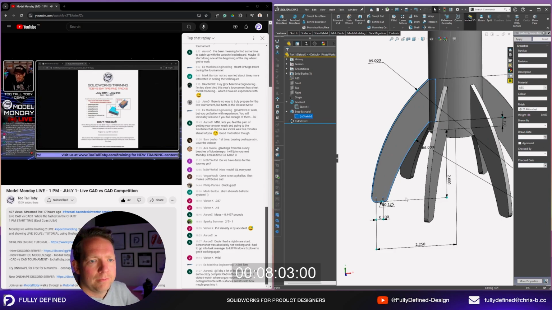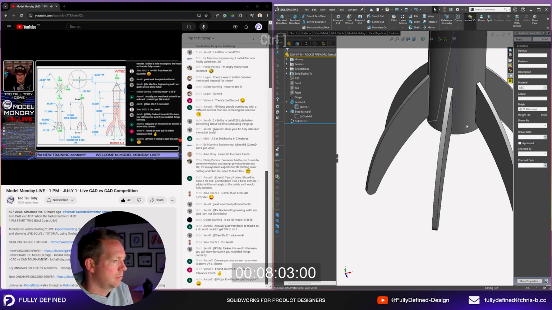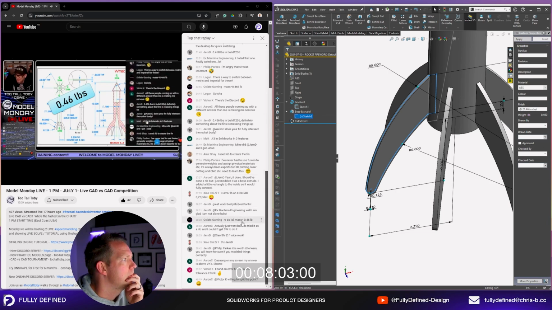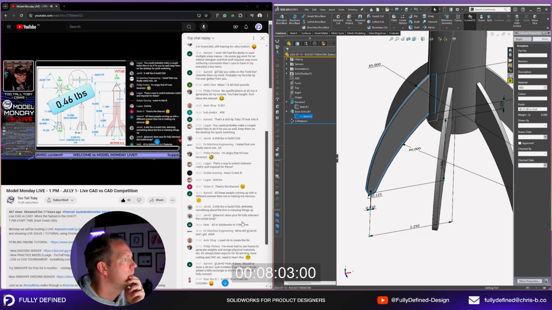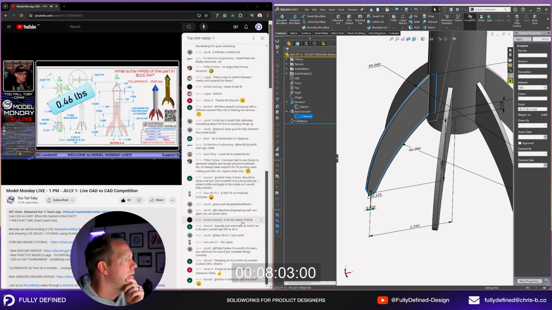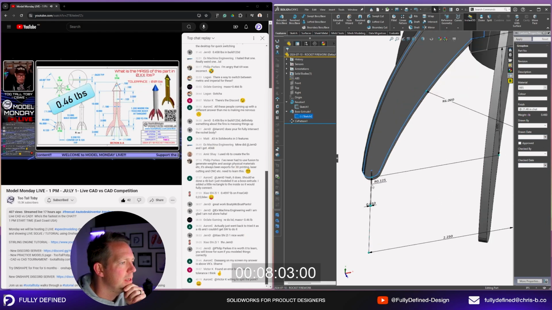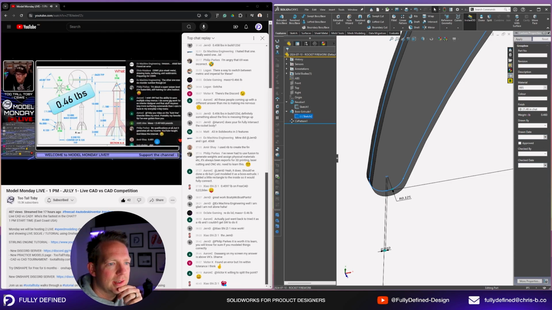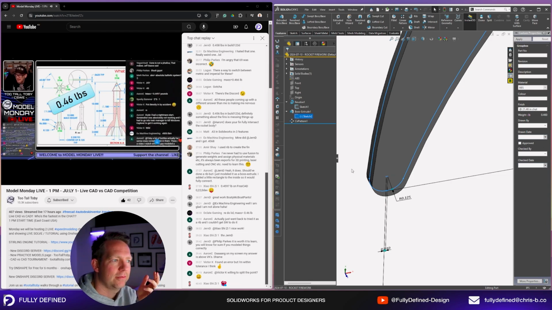All right, let's see what the answer is. 0.46 pounds. Good job, good job. And we do always have a tolerance on these prints. I think this bottom dimension was actually 0 here, so it's a full radius, and that's what I didn't understand. I couldn't see that detail in the drawing. Close enough.